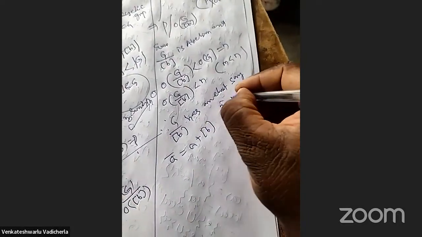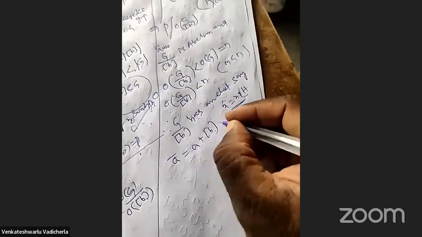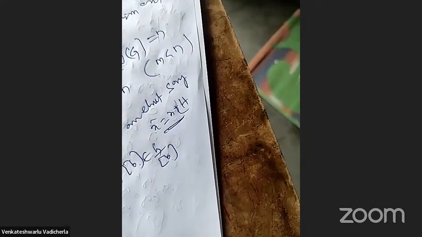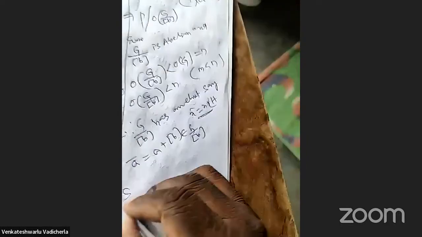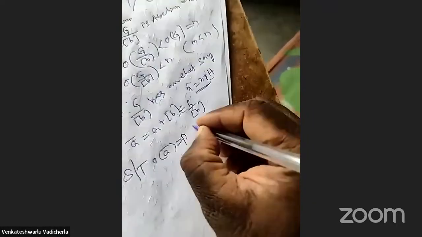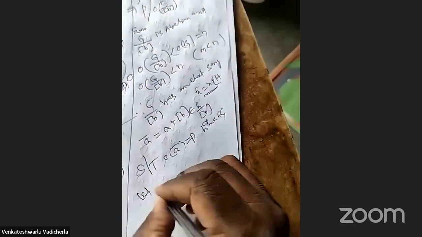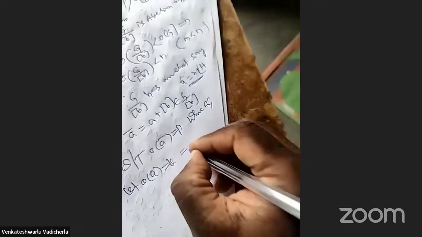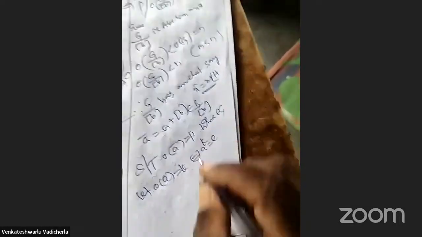That is the coset element, where H is the cyclic subgroup. This belongs to G by the cyclic subgroup generated by b, so that is the element such that the order of a bar is equal to p, where a is an element of G. Let the order of a be equal to k. That implies a to the power k is equal to e.